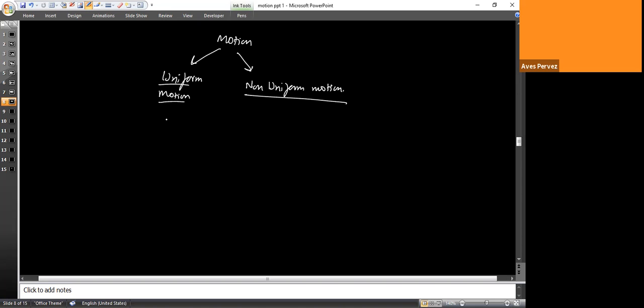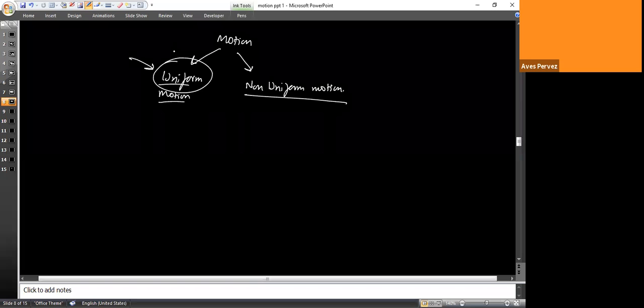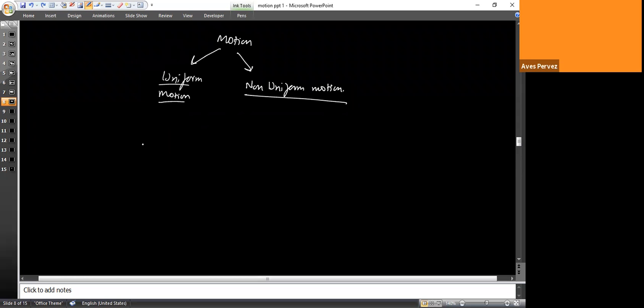Okay, so what is actually uniform motion? The word uniform means constant. Something constant is described as uniform motion. So what is uniform motion? If an object is traveling with a uniform speed, meaning a fixed speed, then we consider that object to be moving in uniform motion. So uniform motion means traveling equal distance in equal intervals of time.